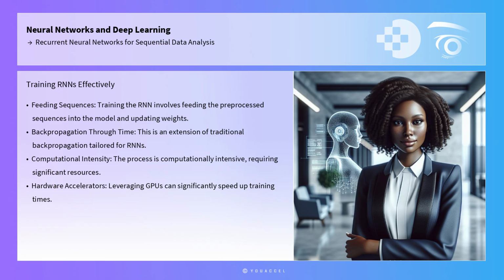Training the RNN involves feeding the pre-processed sequences into the model and iteratively updating the model weights through backpropagation through time, an extension of traditional backpropagation tailored for RNNs. This process is computationally intensive, and leveraging hardware accelerators like GPUs can significantly speed up training times.